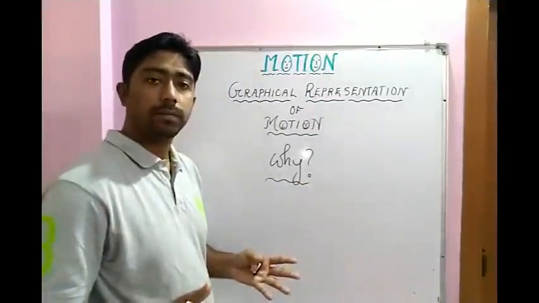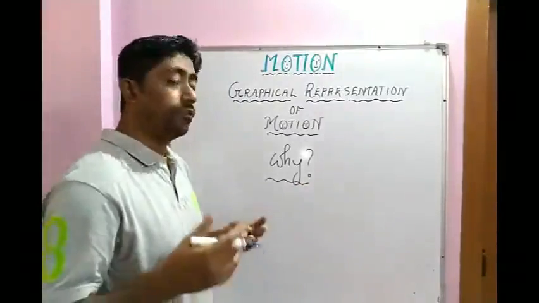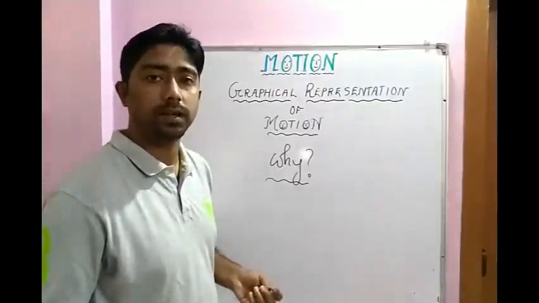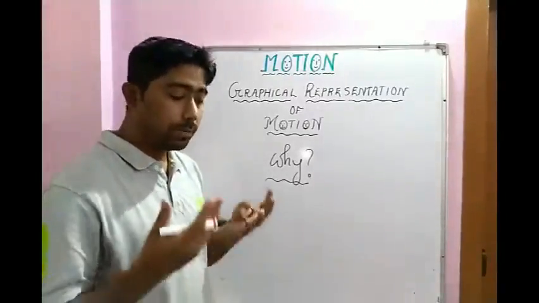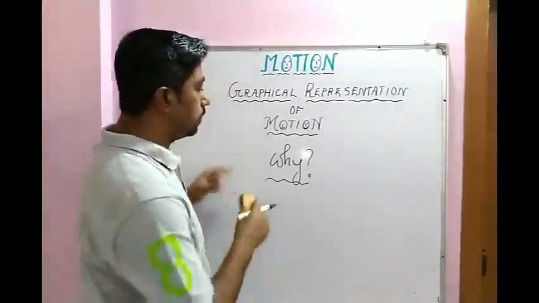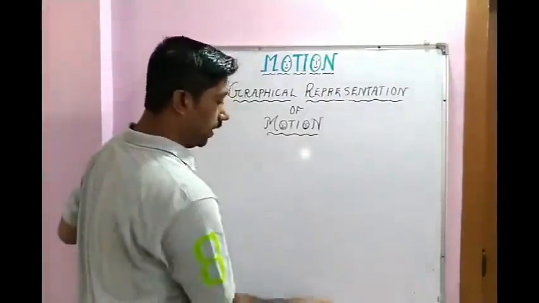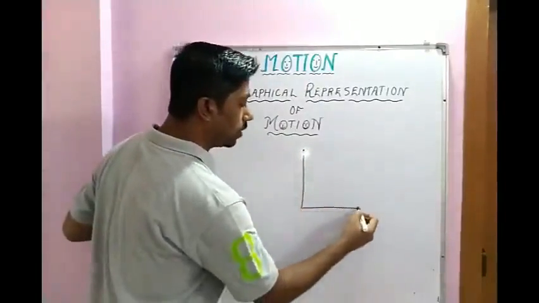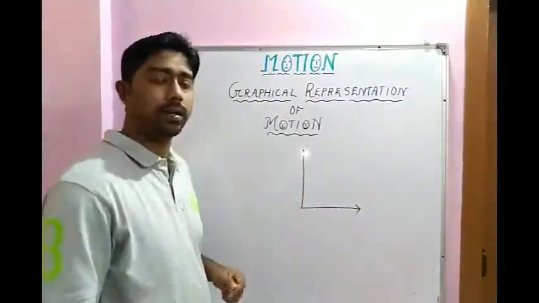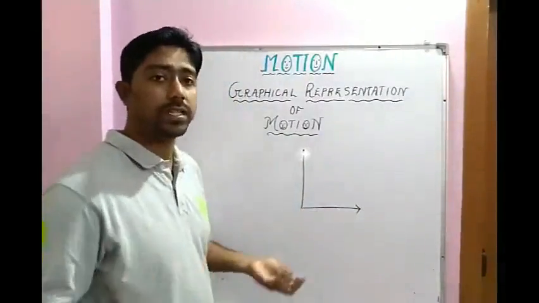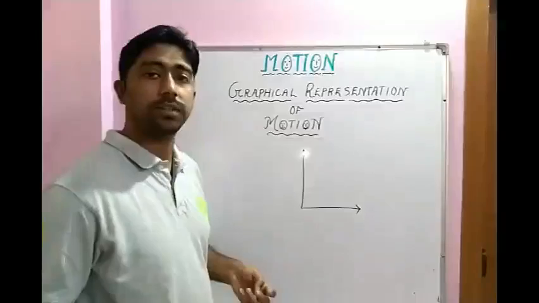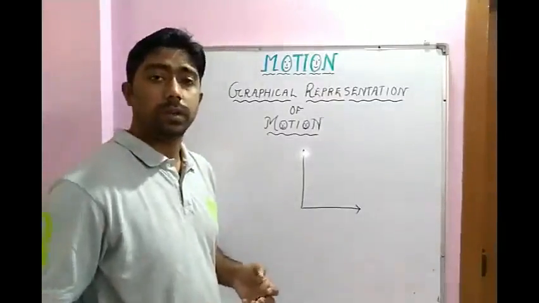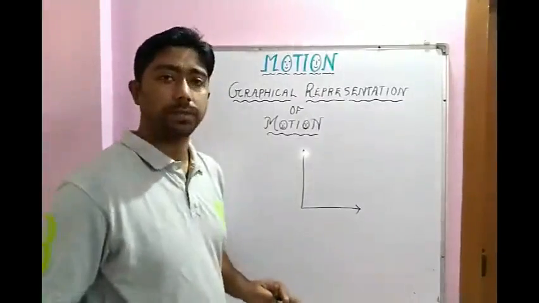A graph is a visual representation of some data. Now for that we can have various types of graphs. I will not go into the details of the various types of graphs, but we will focus our attention mainly on line graphs.